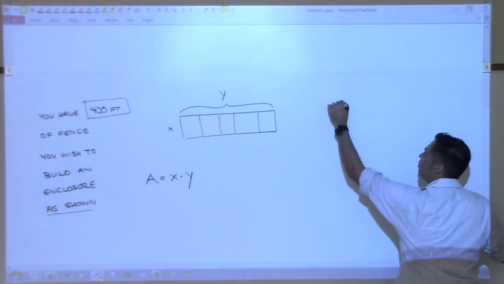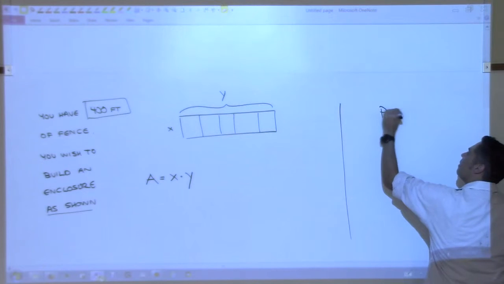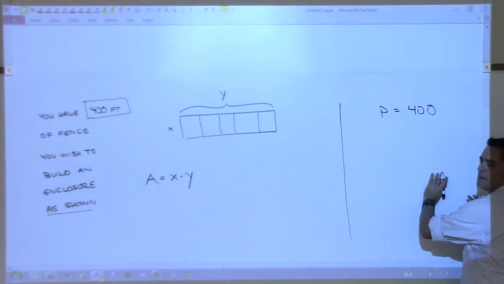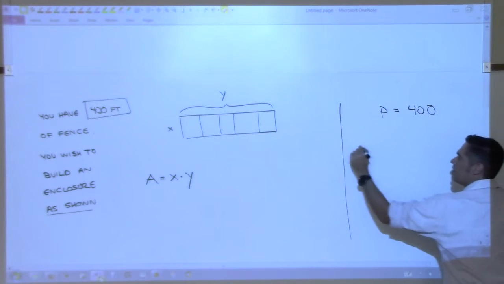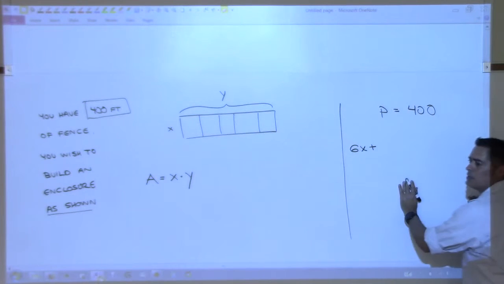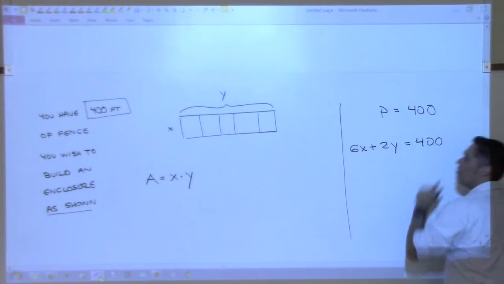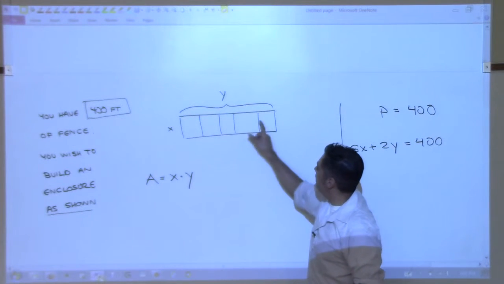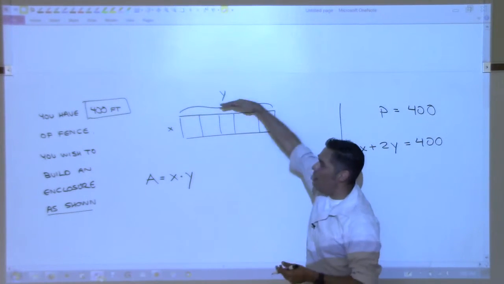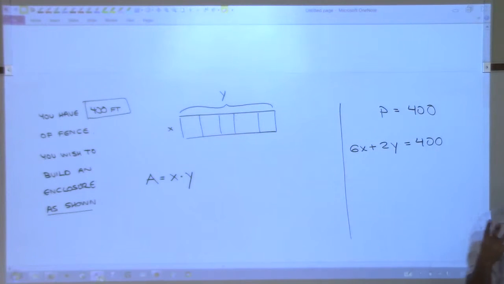So let's talk about that perimeter. The perimeter is 400, right? That is the same as saying that 6x plus 2y has to be 400, right? That was our 1, 2, 3, 4, 5, 6 x's plus the 2 y's. All of that added up together should be 400.